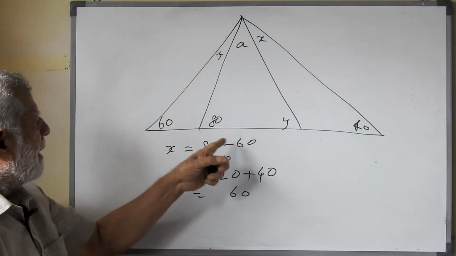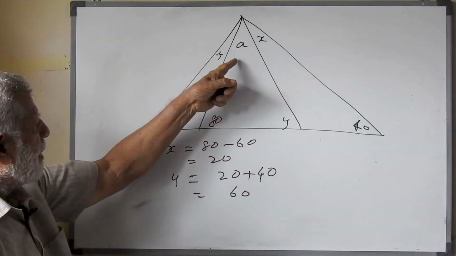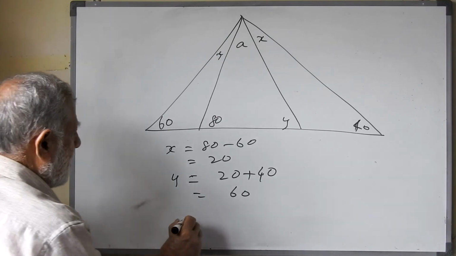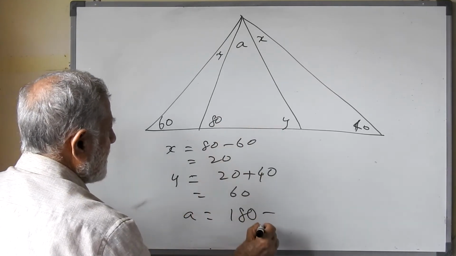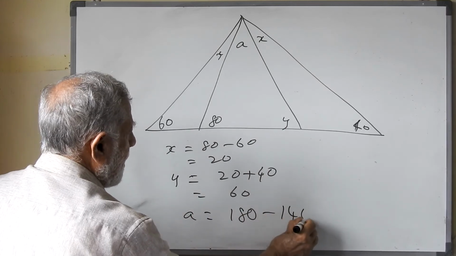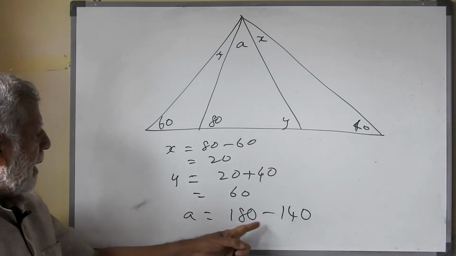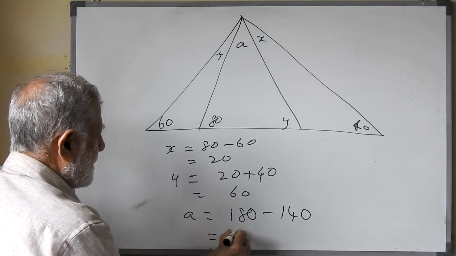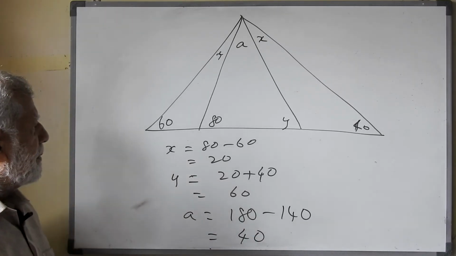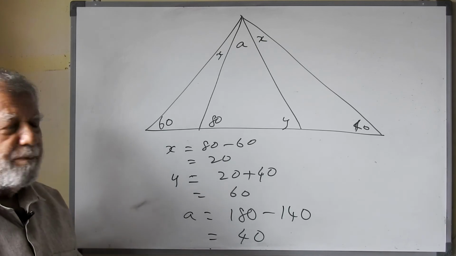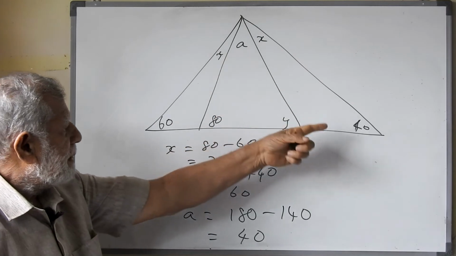Now look at this triangle here, angles of a triangle. We know that y is equal to 60. 80 is given here. We have to find out a. So a is equal to 180 minus this 80 and 60. 80 plus 60 is 140 degrees. So 180 minus 140, that is equal to 40 degrees. So we have found all, coming to the roots of the study that we just now studied. So here angles of a triangle is coming, here the exterior angle, here the exterior angle.